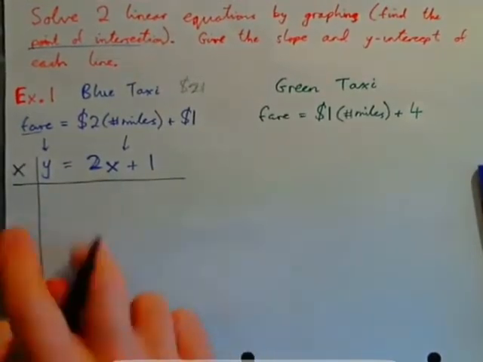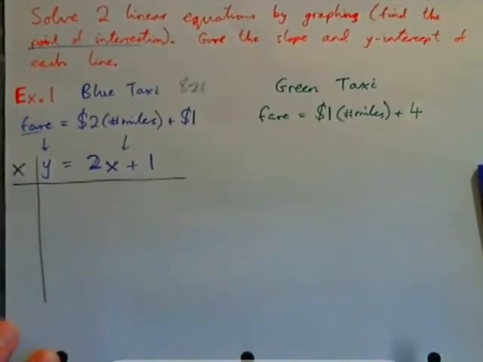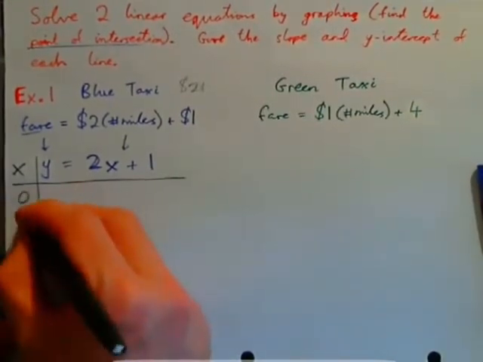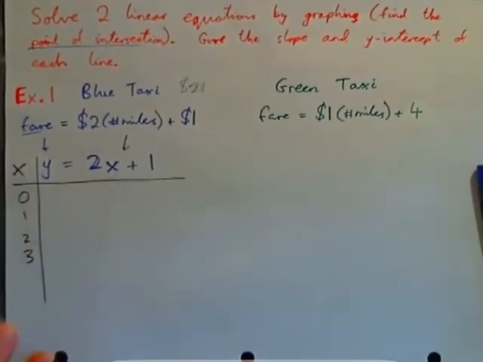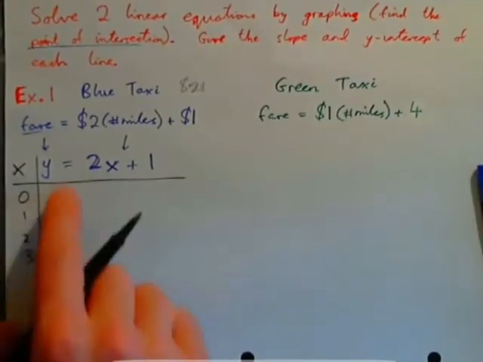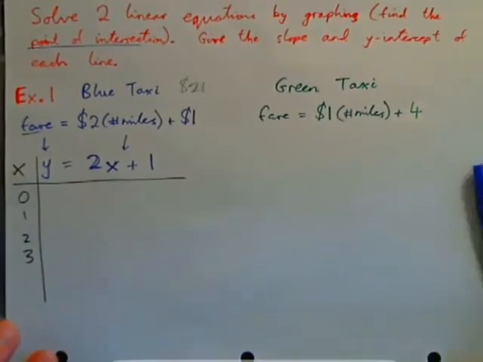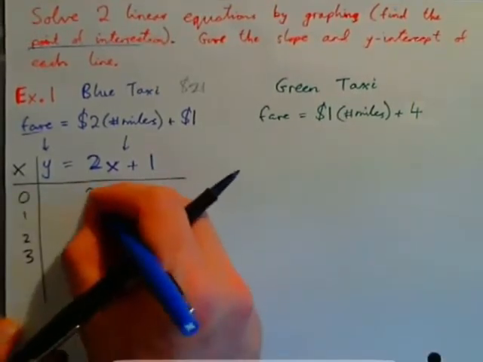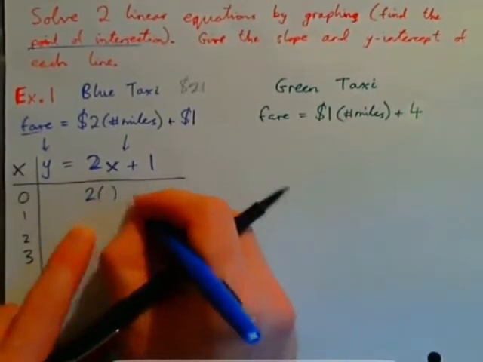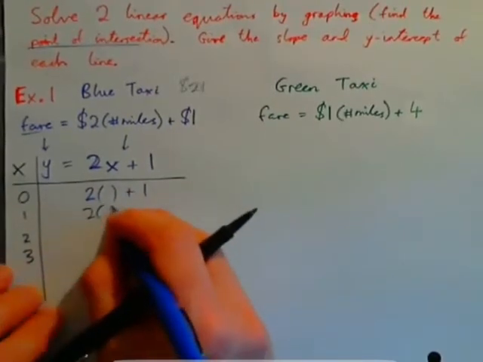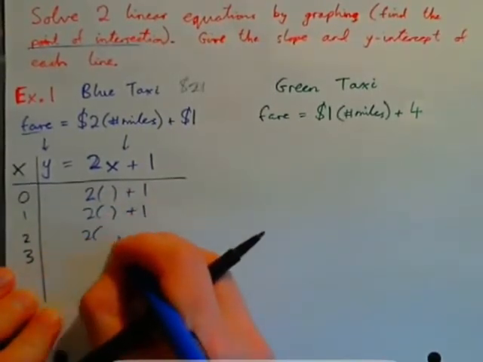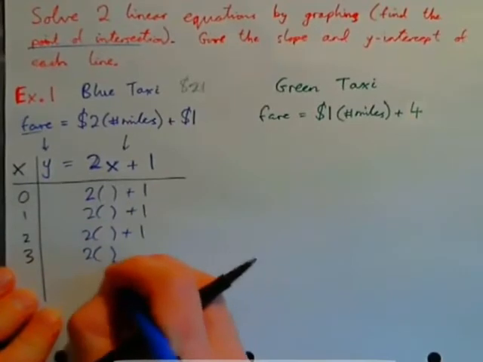At this point, you say, well, how do I make a table? Let me just tell you this for now. For every time you see x, plug in 0, 1, 2, 3. Then we'll have these points. We'll be able to calculate y values, and then we can plot these points. How do I calculate y values? Every time I see x in the equation, I put a parenthesis. See that? 2 times parentheses plus 1, 2 times parentheses plus 1, 2 times parentheses plus 1.